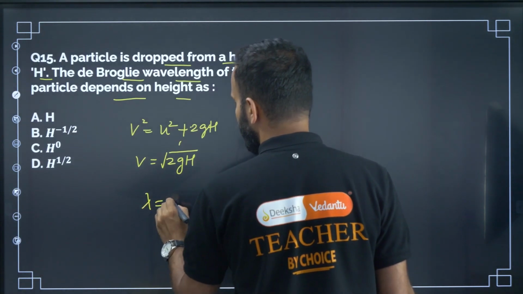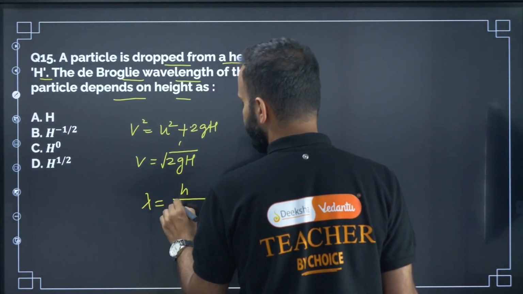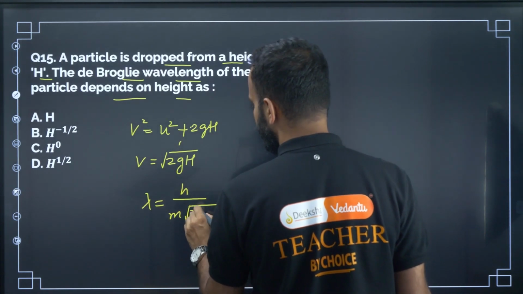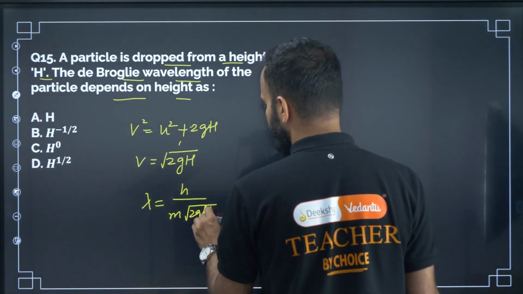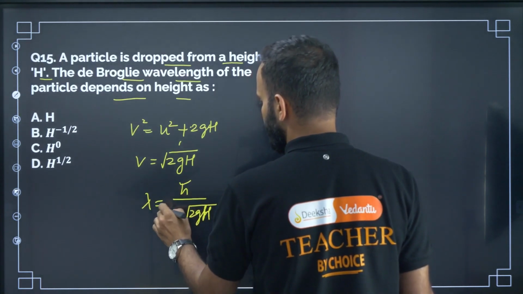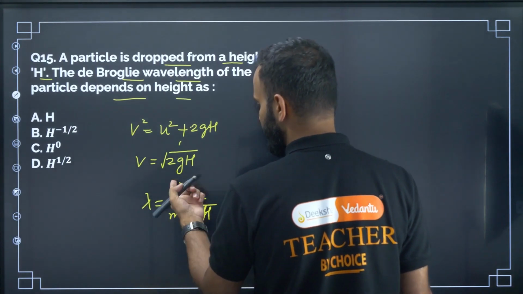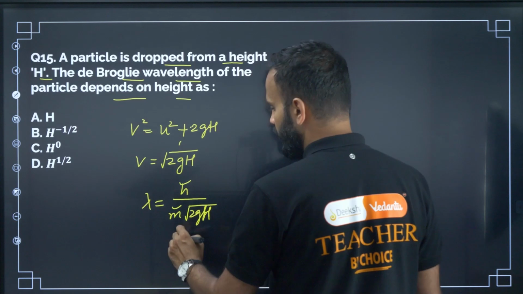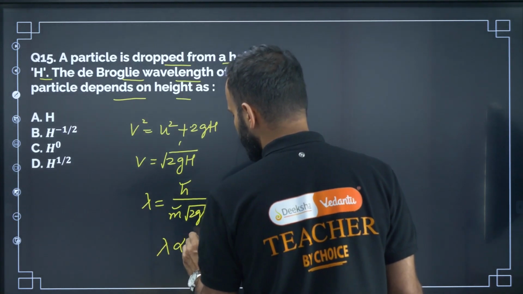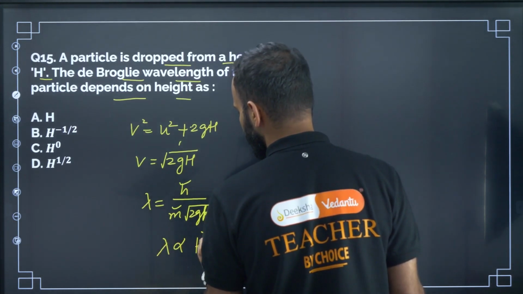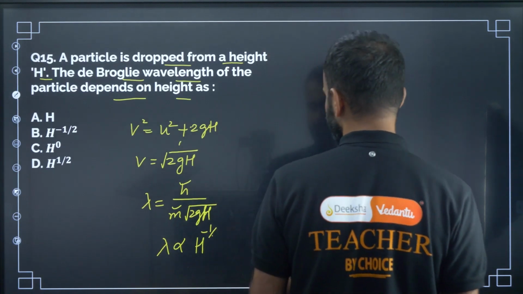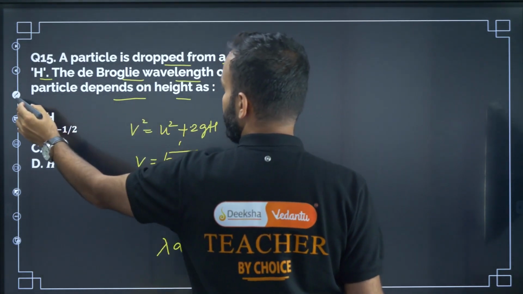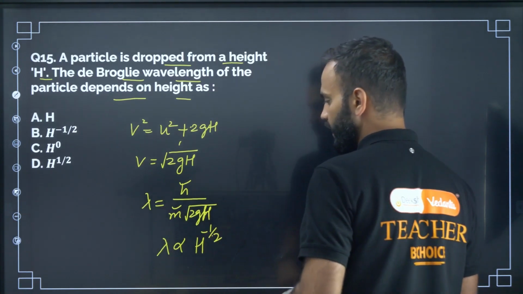Now de Broglie wavelength lambda equals h divided by m into v. Momentum is m into v. v is root of 2gh. Here h, Planck's constant, is constant only, right? m is also constant. g is also constant. So lambda is inversely proportional to h to the power 1 by 2, or lambda is directly proportional to h to the power minus 1 by 2.